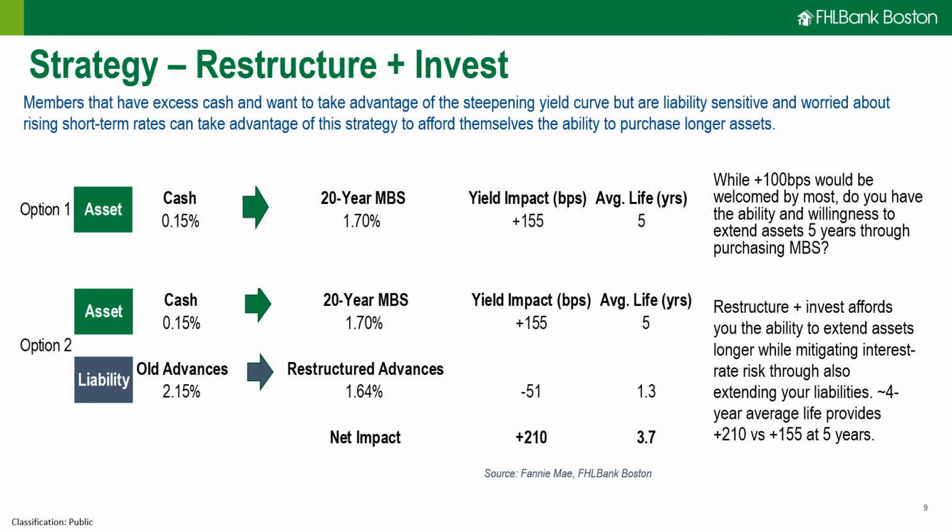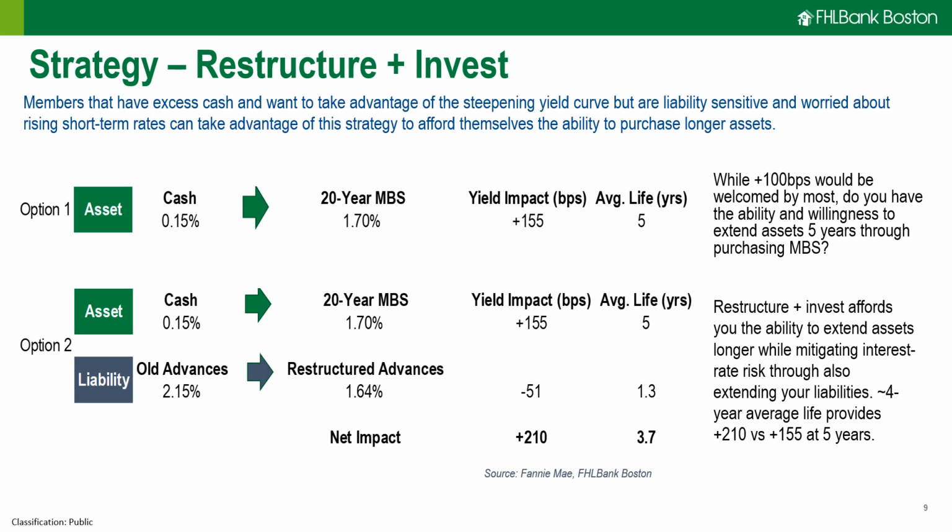So I'm going to frame this in a way to show you two different options so you can see the impact. Option one, you take your excess cash, you invest it out to a 20-year MBS at 170 basis points with an average life of 5 years. So you're getting plus 155 for extending out 5 years. So the question that I pose is, do you have the ability and willingness to extend assets 5 years?